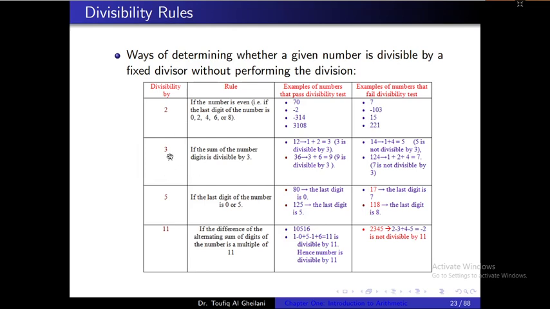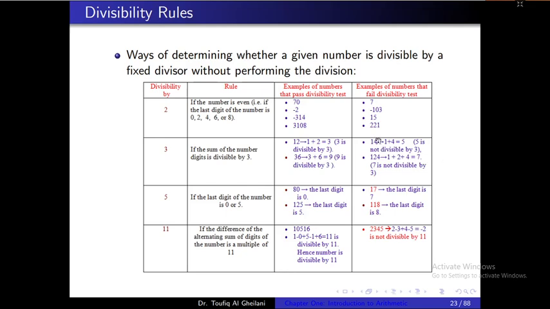We say a number is divisible by 3 if the sum of the number's digits is divisible by 3. For example, 12 is divisible by 3. Why? When we sum 1 plus 2 we get 3, and 3 is divisible by 3. 36: we sum 3 with 6 and get 9. So 9 is divisible by 3.